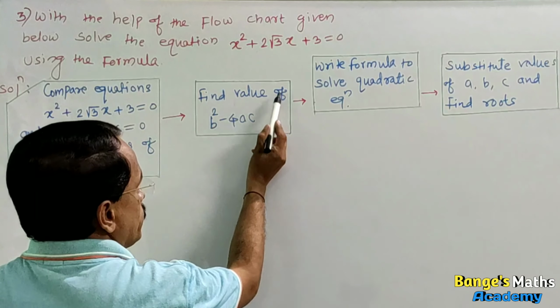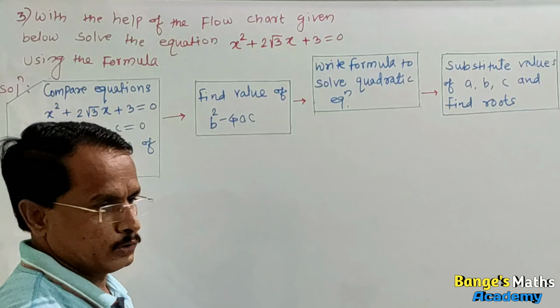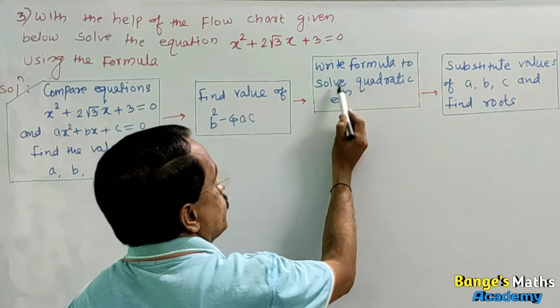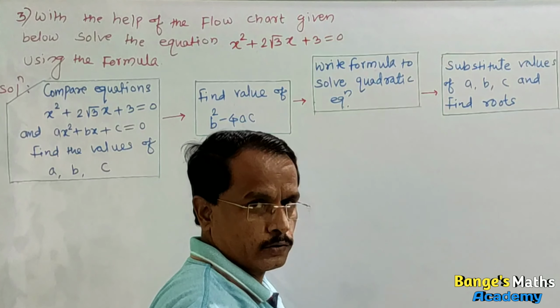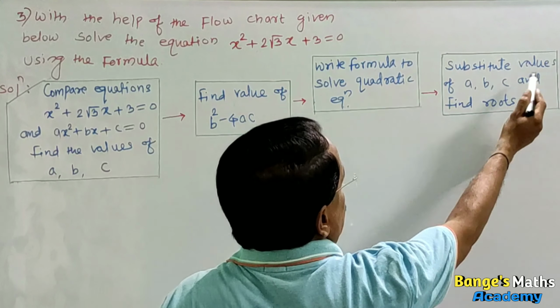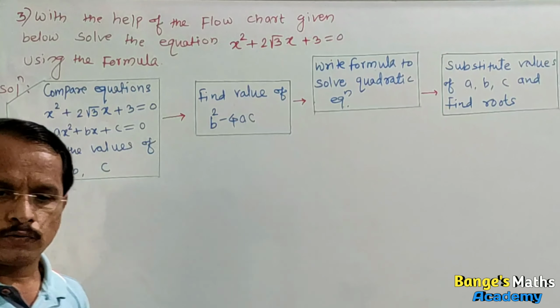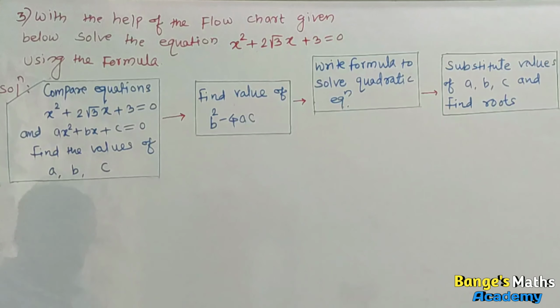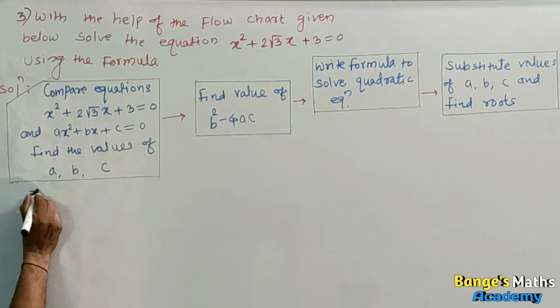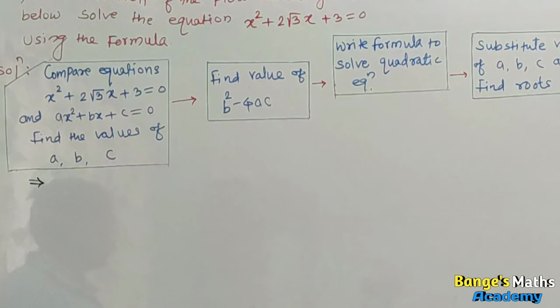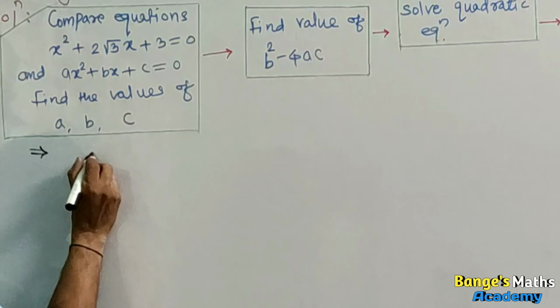Second step, find the value of b square minus 4ac. Third step, write the formula to solve a quadratic equation. And fourth, substitute the values of a, b and c and find the roots of the given equation. So, solve the given equation by using the formula method. Write down the given example.